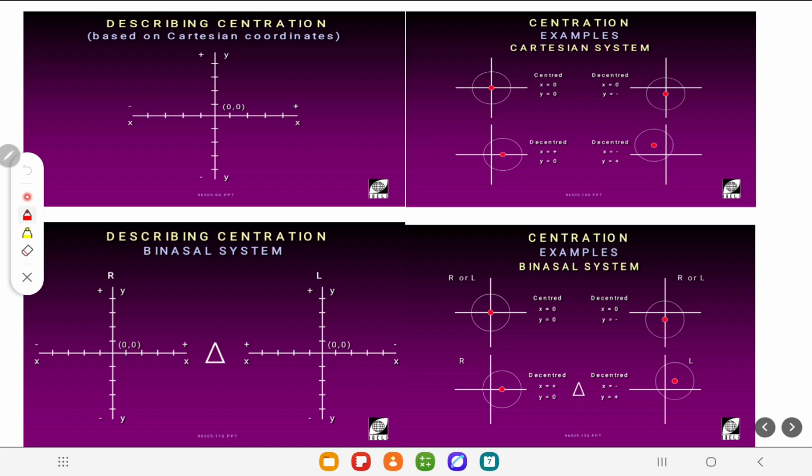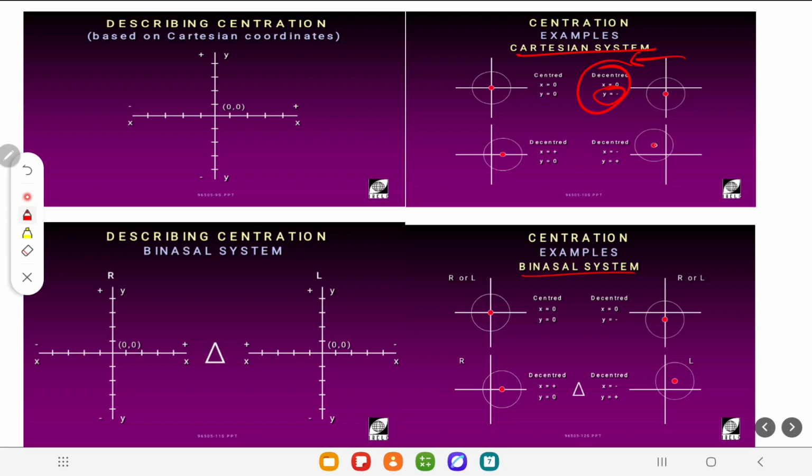So in decentration, there are two systems that came up in the exam. One is the Cartesian system, like x and y coordinates, and one is the binasal system. In the Cartesian system, which is very simple, for this contact lens, decentration is x equals 0. Basically, there is no movement in the x-axis. The y-axis is minus. Very simple.